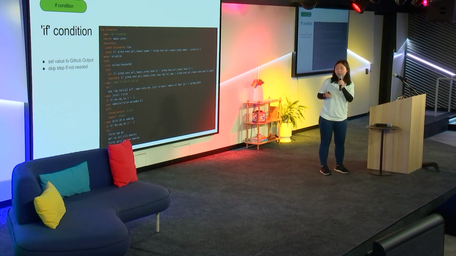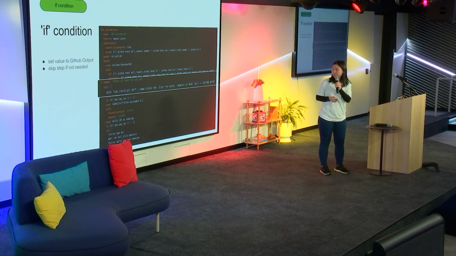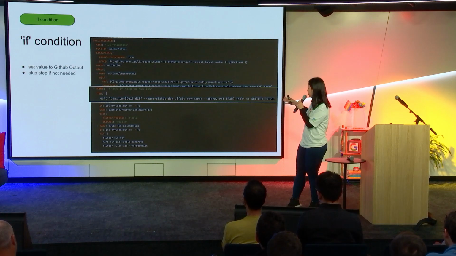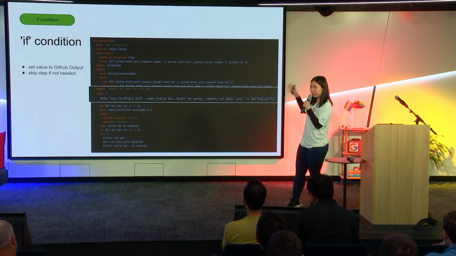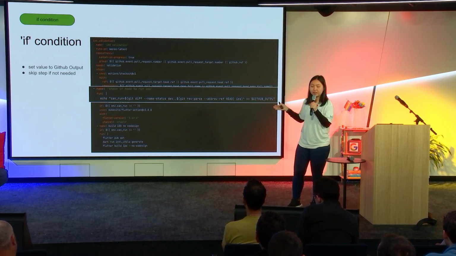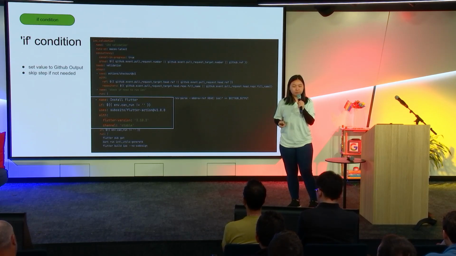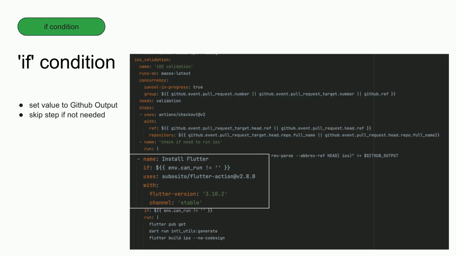The if condition will decide whether your step or your job needs to run or not. Over here, I use it on the step. To do that, I just set one parameter into the GitHub output. The meaning of this command is that if there are any changes from this branch compared to the main branch, named dev, then can run will not be empty. And when can run is not empty, then I will run this step. But if can run is empty, it means that the if condition is false, and it will skip this step.